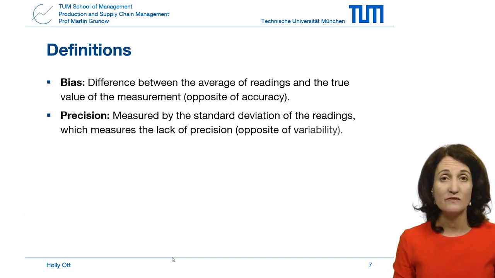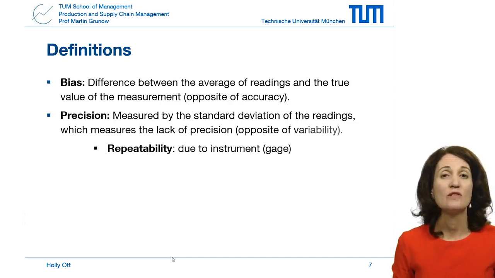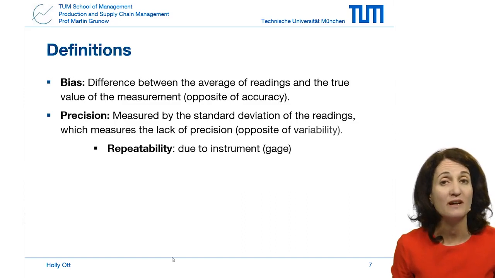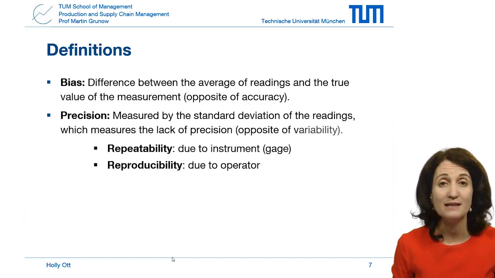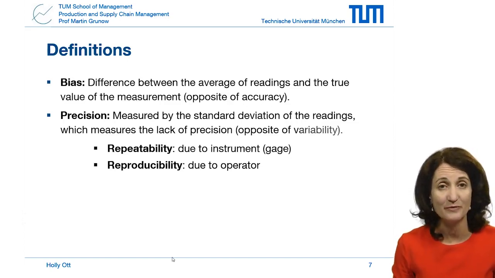The sources of variability come from repeatability, which assesses whether the same appraiser can measure the same part or sample multiple times with the same measurement device and get the same value. Reproducibility assesses whether different appraisers, and by appraiser I mean operators or the people doing the measurements, can measure the same part or sample with the same measurement device and always get the same value.